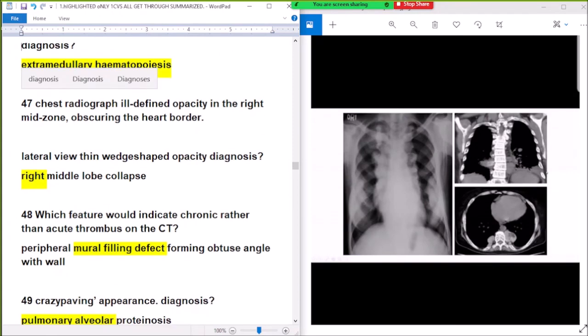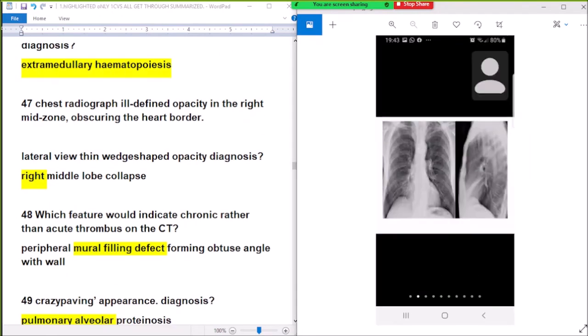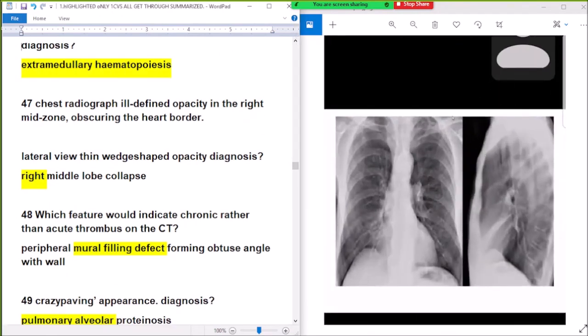Question number 47. Chest radiograph shows ill-defined opacity in the right midzone obscuring the heart border.